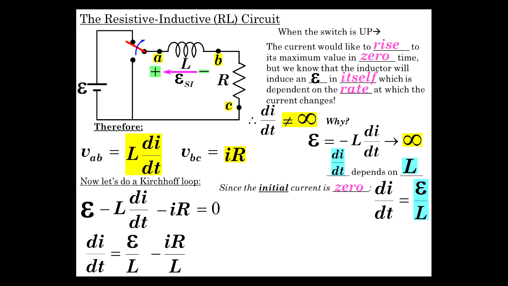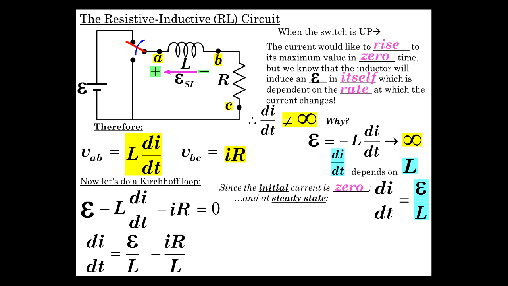Di/dt is actually just EMF over L. And you know that because the I is 0, the initial current. So this whole thing is gone. Di/dt is EMF over L. This is coming together for us.